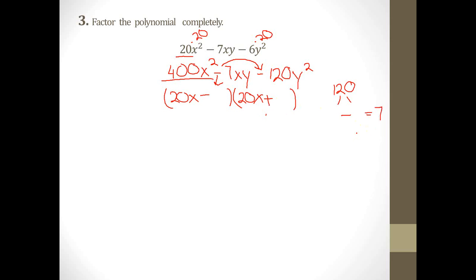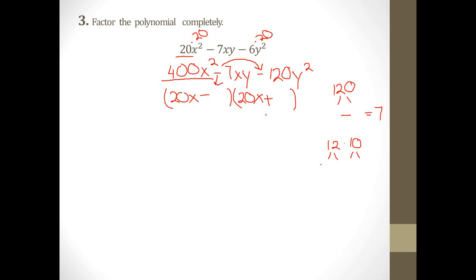So which factors of 120 would multiply to give me 120 and subtract to give me 7? Sometimes it's not as easy as it looks, especially if the number is big. So what I did is I came up with two factors that I know for sure. For example, 12 times 10. So if I multiply, I get 120, but if I subtract, I don't get 7. But I can use these two factors to find other combinations.